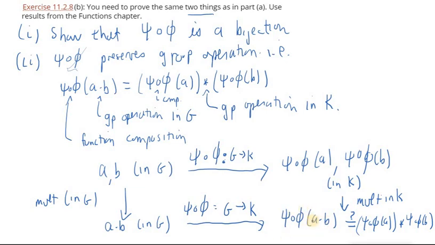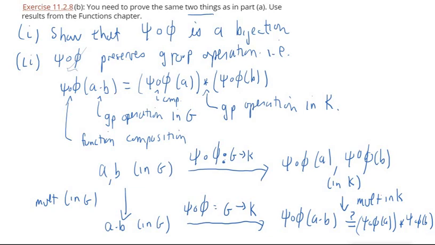Can I operate in G and then carry it over using C composed phi and get the same result if I carry over A and carry over B and operate afterwards? So that's what we're trying to show. Right? So we're going to have to do a couple of computations here.